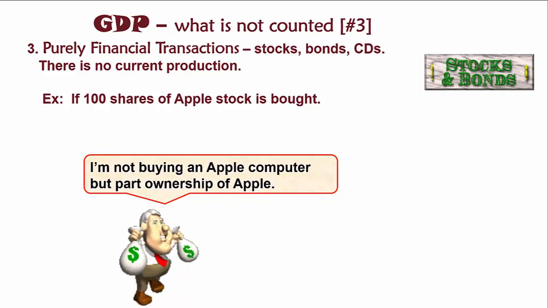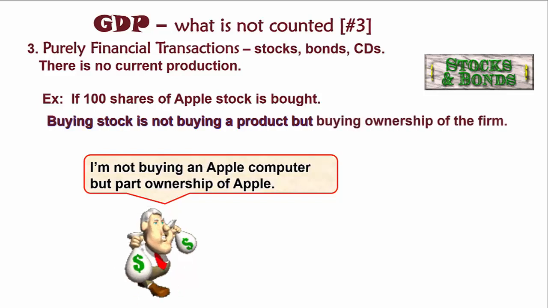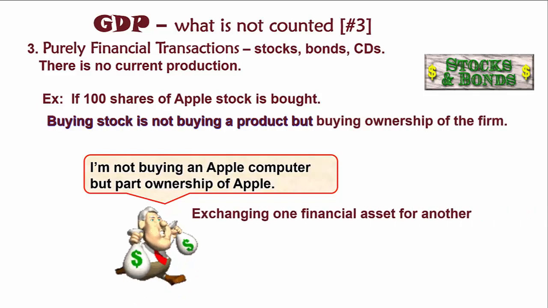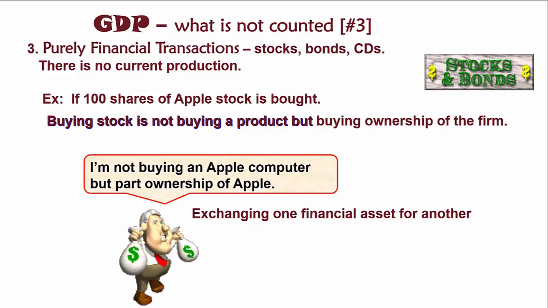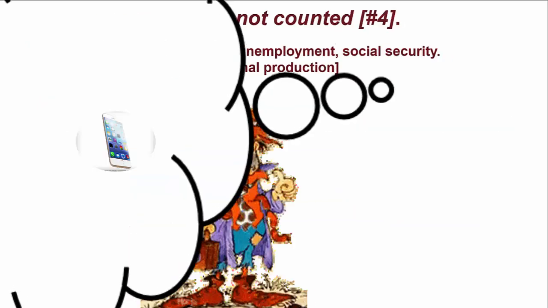So anytime people buy stocks, bonds, put money in the bank, whatever, none of that counts. And the reason it doesn't is because buying stock is not buying something that was produced and manufactured. It is buying ownership in a company. So, no change in GDP when we buy stock.